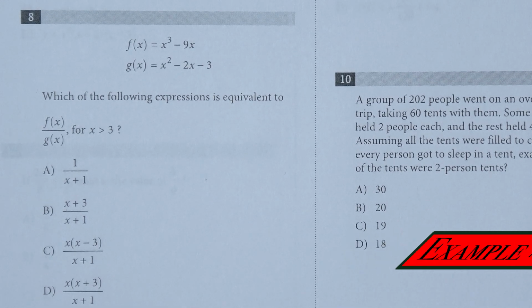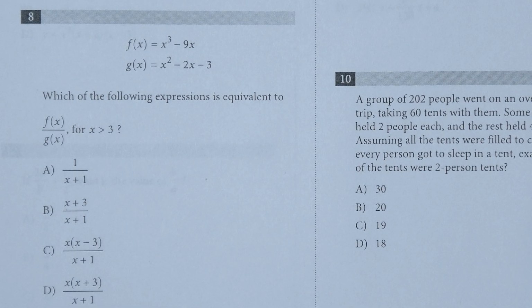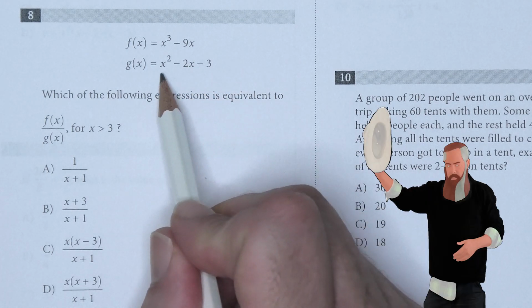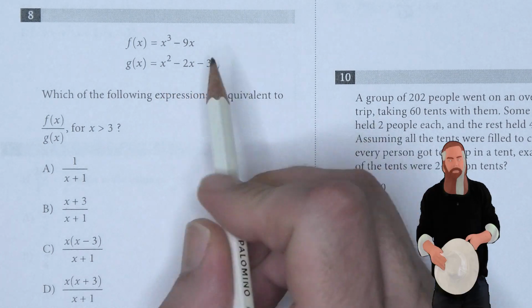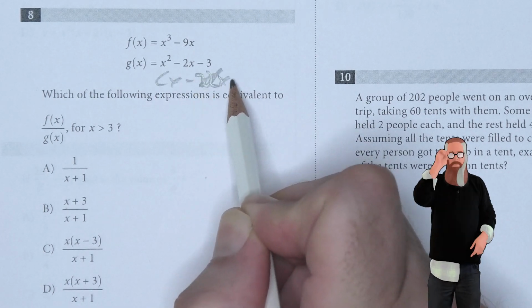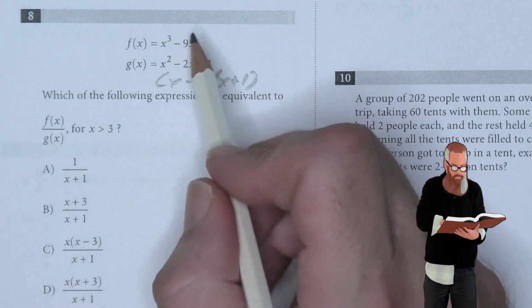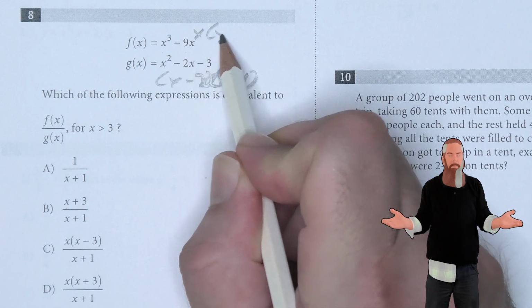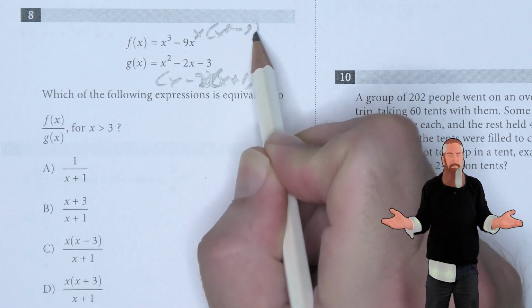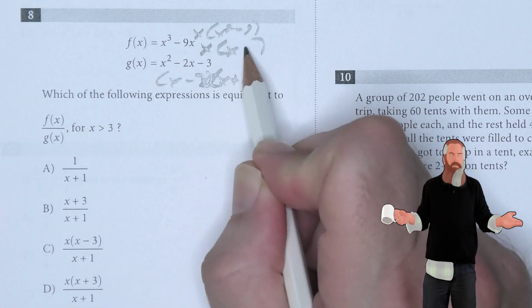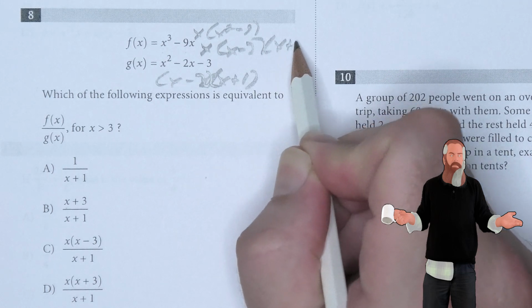Which of the following expressions is equivalent to f of x divided by g of x for x greater than 3? Let's first turn some of these into factored forms. So x squared minus 2x minus 3 would be x minus 3 times x plus 1. Now let's simplify x cubed minus 9x. That would become x times x squared minus 9. Now x squared minus 9 is a difference of squares. So I would get x times x minus 3 times x plus 3.